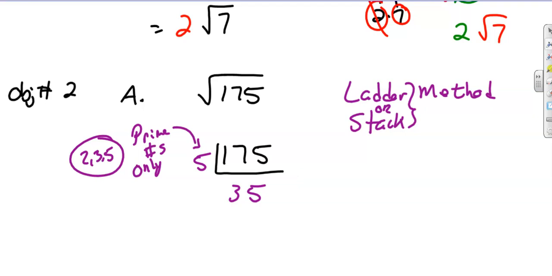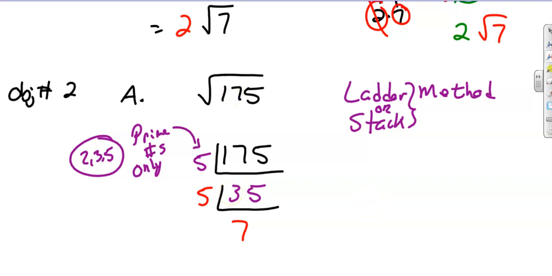Okay, so it's an upside down division problem. Do the same thing again. What can you divide into 35? Divide by 5, right? Make it 5 times 7. And how you know you're done is when you get to the bottom and this last number's prime. They call it the stack method because all your numbers are stacked up here. They also call it the ladder method because it kind of looks like a ladder that's upside down.